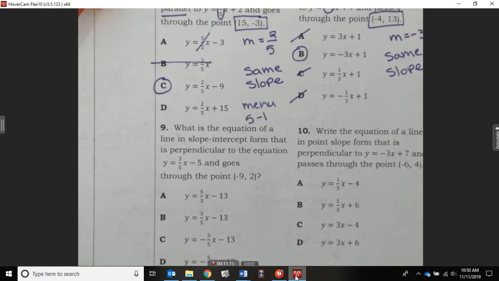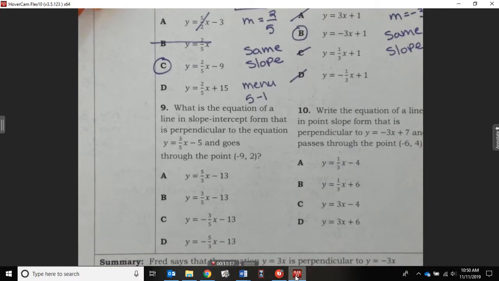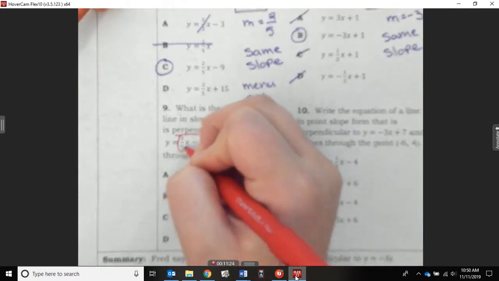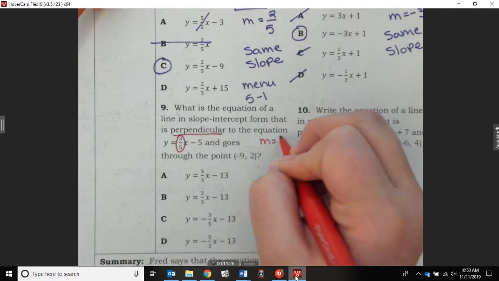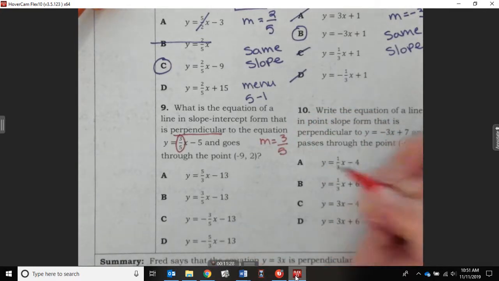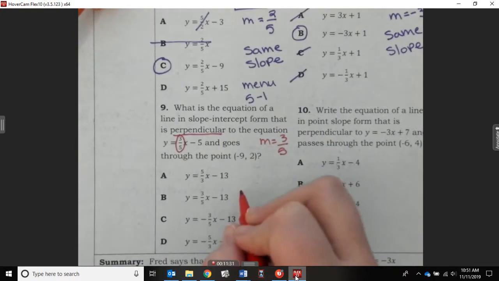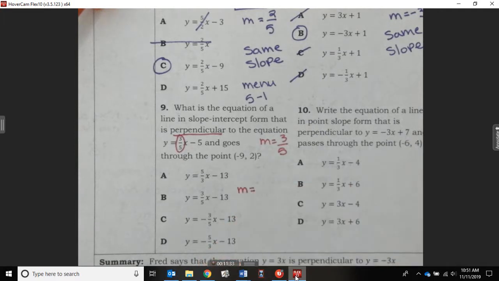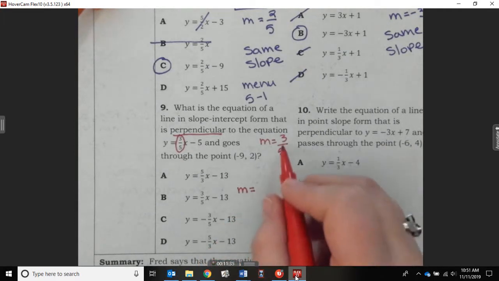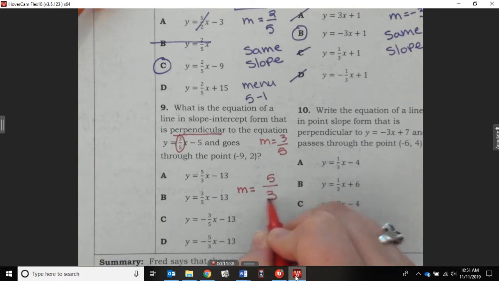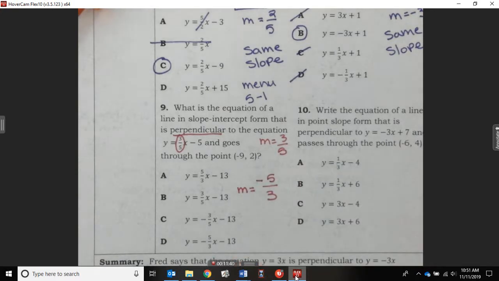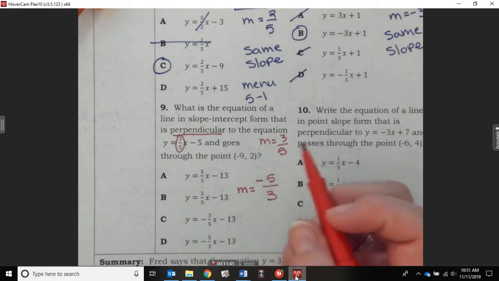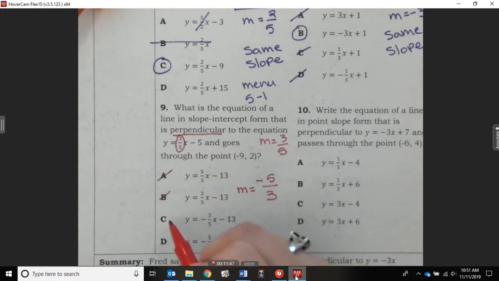All right, let's take a look at number 9. This time we are finding the equation of a line that is perpendicular to this equation. So my original slope is 3 over 5. And remember, the slope for the perpendicular line is the opposite sign, and it's the reciprocal. So I'm going to flip that fraction upside down, and it was positive here, so it's going to become negative. All right, so I'm able to eliminate every choice except for D.